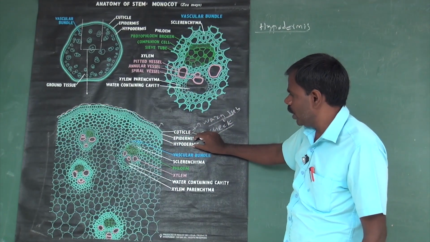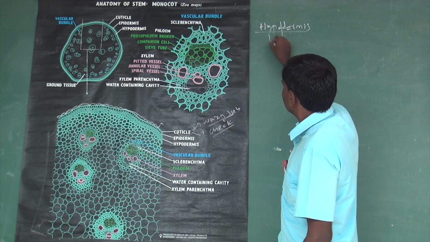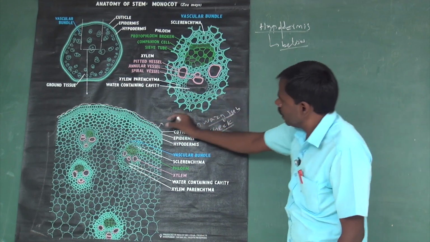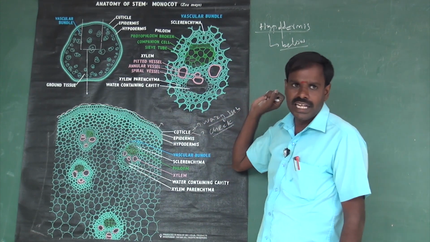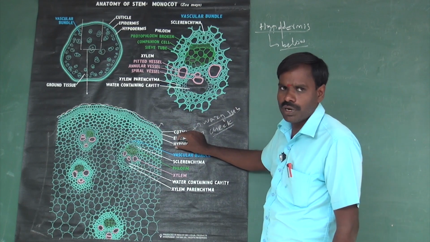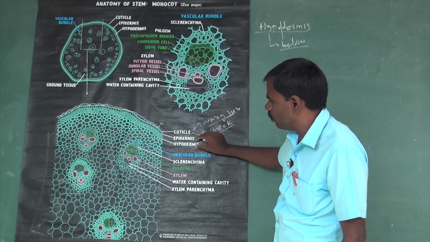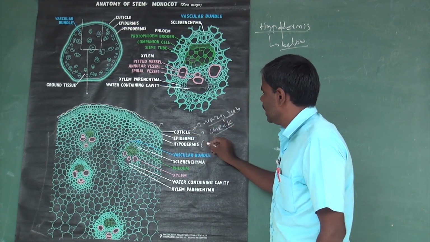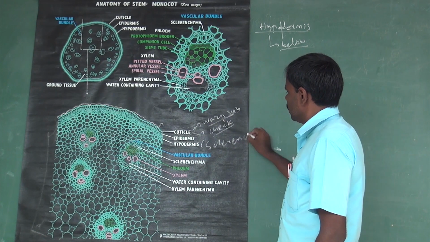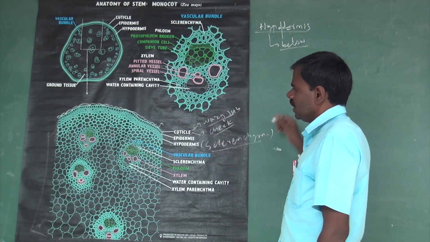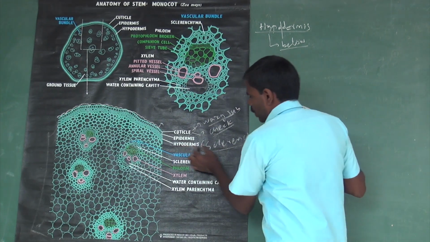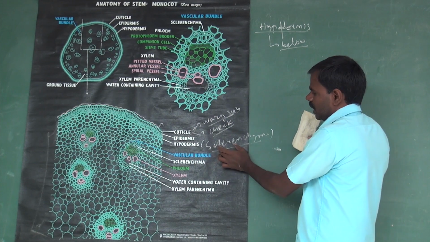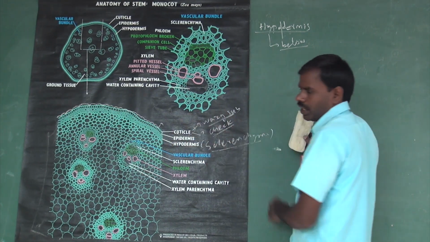The next region is called hypodermis. Hypo refers to below. Below the epidermis, a few layers made up of only sclerenchymatous tissue are called hypodermis. Its important functions are mechanical support, storage and conduction of materials.